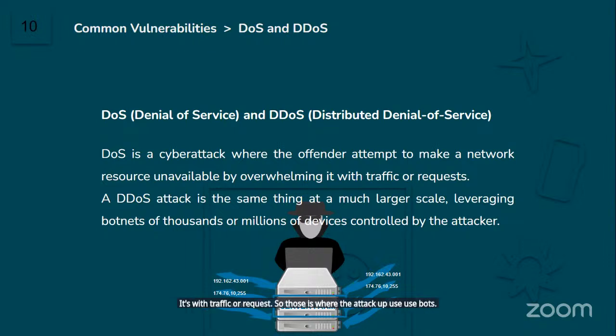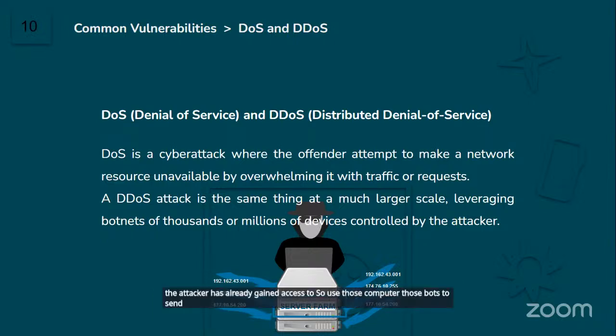DDoS is where the attacker uses bots or zombies. Those are compromised computers which the attacker has already gained access to. So he uses those bots to send a huge number of requests to a certain server, the targeted server, at the same time, maybe 200,000 requests at once to that targeted server.